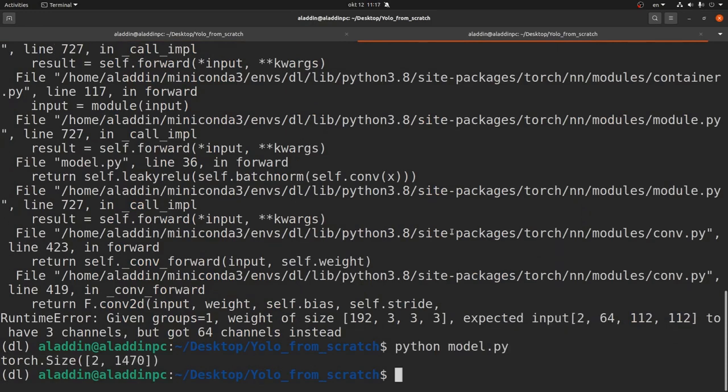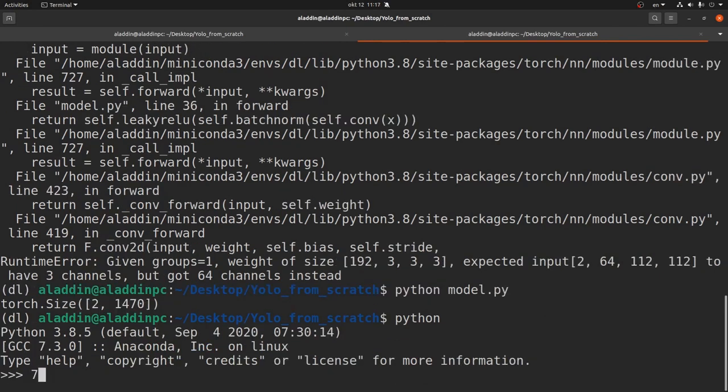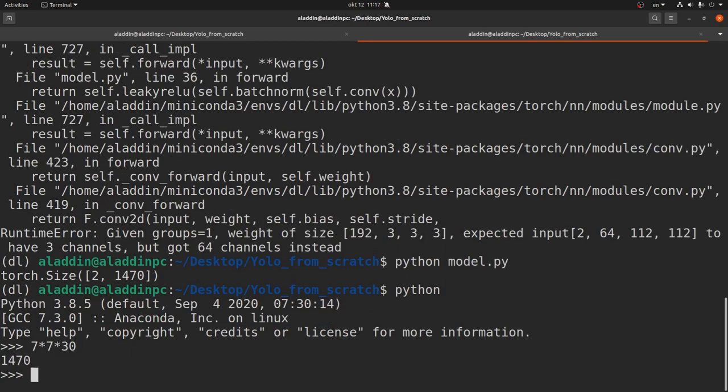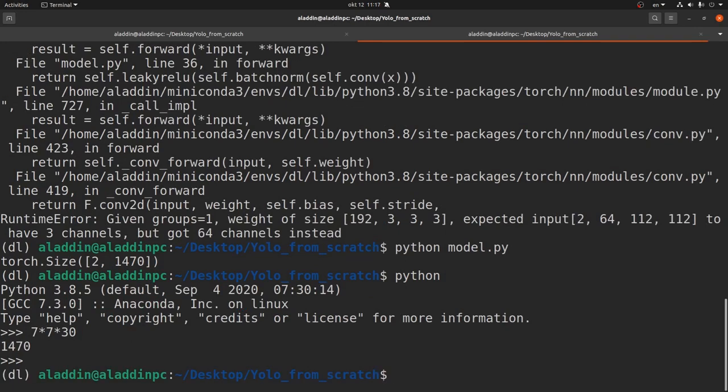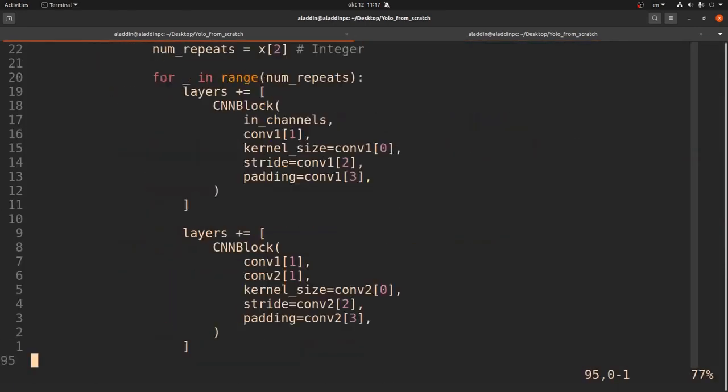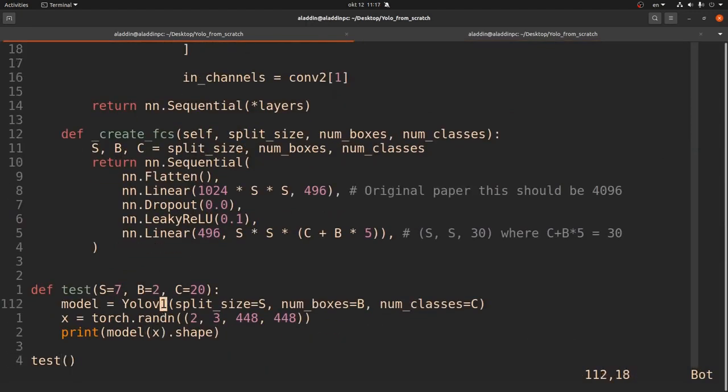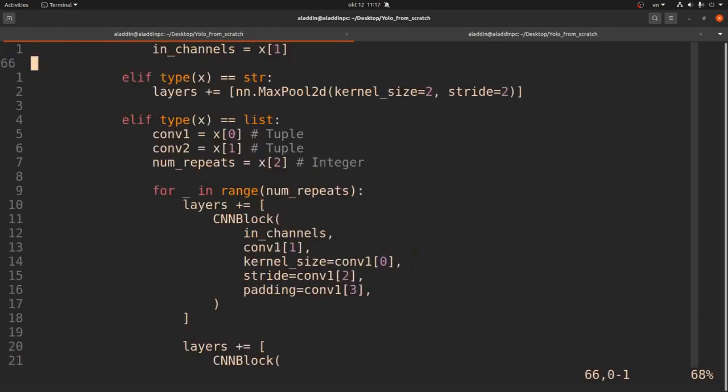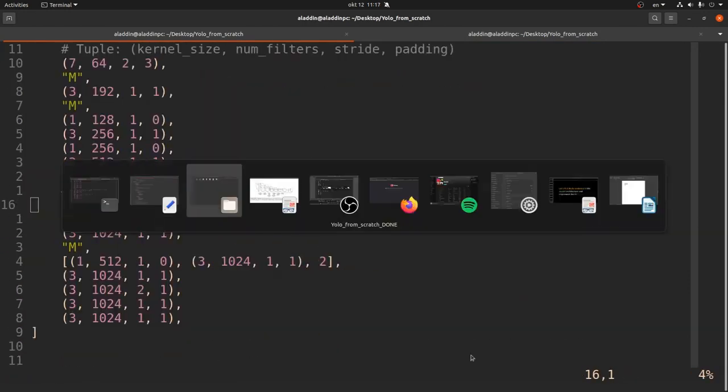Yes. So if we would take this 1470, we can reshape that. So if we would do, let's see, S by 7 by 30, that's 1470. All right, so that at least works as a sanity check. So that's our implementation of the YOLO model architecture. I'm not sure how long that took.